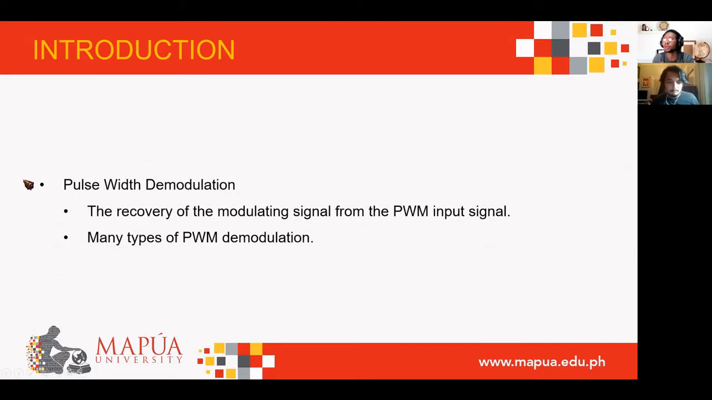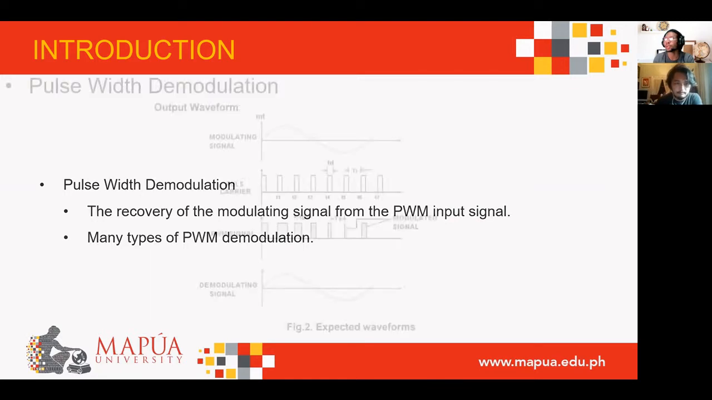So in this project, we are asked to design a pulse width demodulation circuit using LT-Spice, and the concept here is to recover the input modulating signal from the PWM input signal. There are many types of PWM demodulation, such as PWM to PAM demodulation, and also PWM to PPM demodulation. But for this project, we chose the PWM to PAM demodulation process or technique.